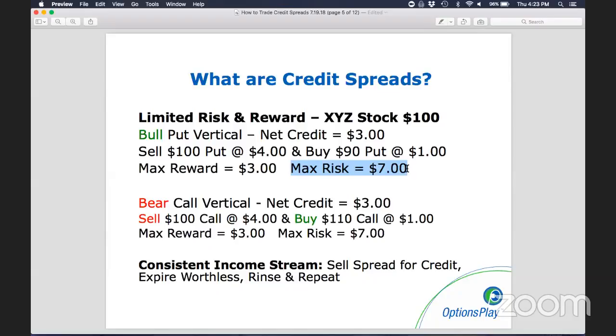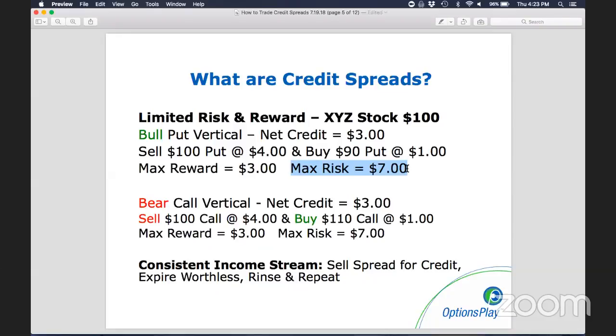So it's really actually simple to calculate your max reward and max risk on all credit spreads or debit spreads for that matter. It simply is the distance of the widths, the distance between the two strikes. Your max reward is the credit that you receive, and your max risk is the rest of that width. Okay, so that's how you actually construct a bull put vertical.